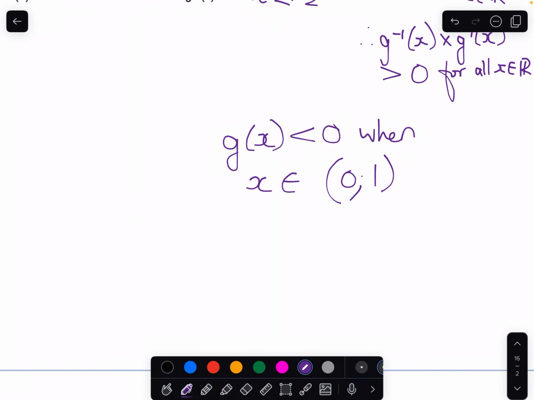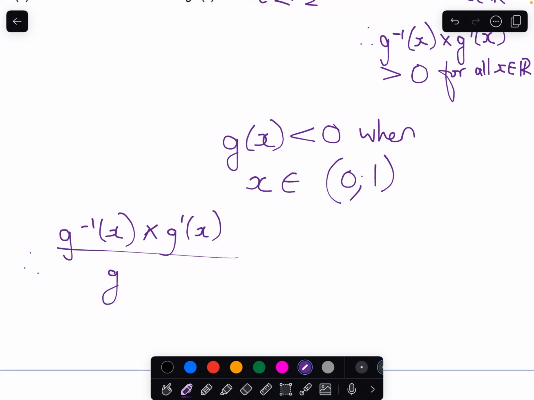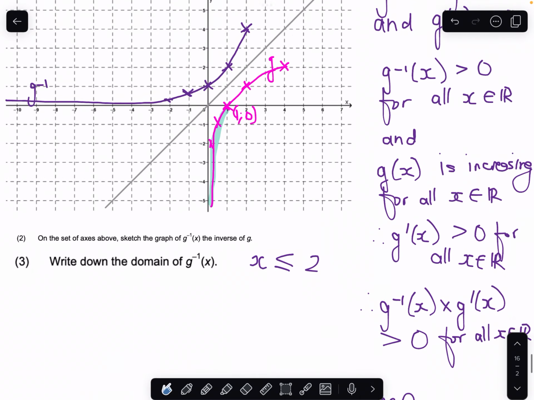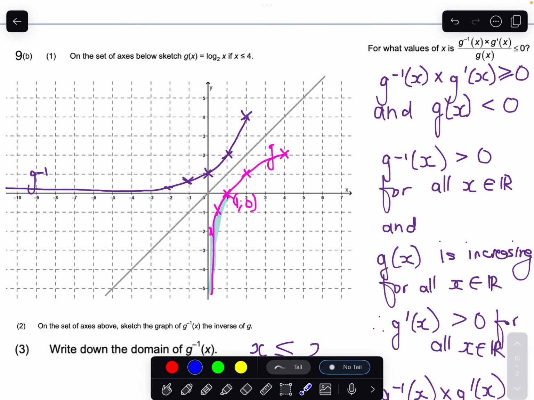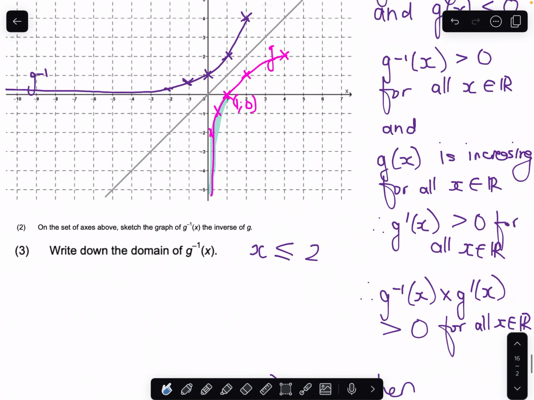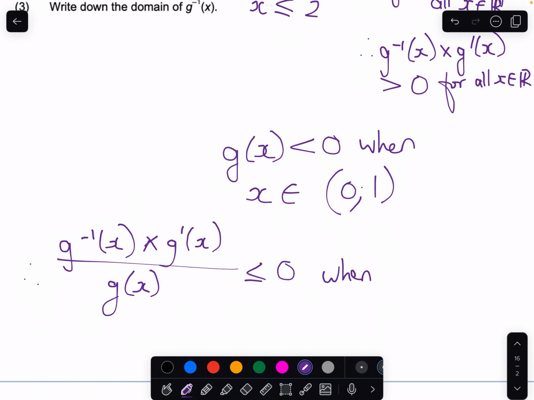So this product divided by this is going to be negative or equal to 0. Well, it will never be equal to 0, because neither of these can be equal to 0. I'm not going to explain again why. So it's happening here.